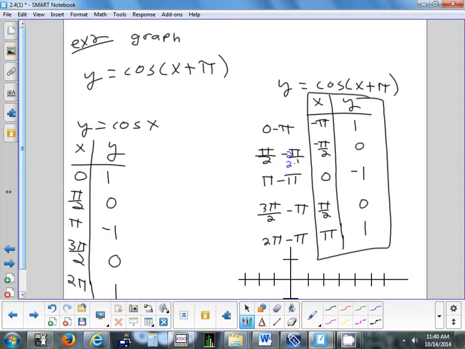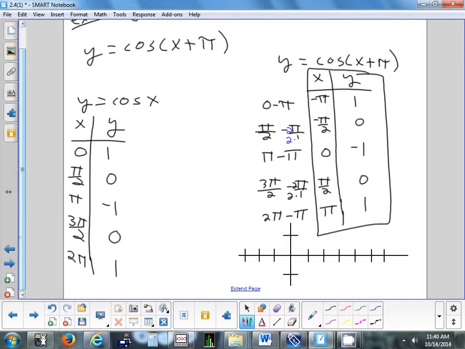If you don't see the pattern, that's fine. Just do your common denominator. 3 pi over 2, take away 2 pi over 2. There's your 1 pi over 2. Okay. So there's our table. 1 point for each x and y value to get correct. And now our graph.